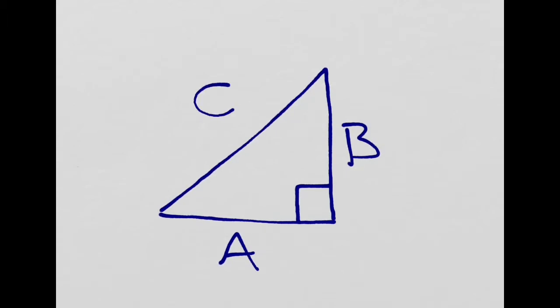When we're talking about a triangle, let's get a triangle drawn up here. Nice right triangle. Okay, let's give these sides the ABCs. This is A, this is B, and this is C. What this is telling me is if I take this side and square it, and add it to this side and square it, I'm going to get this squared.